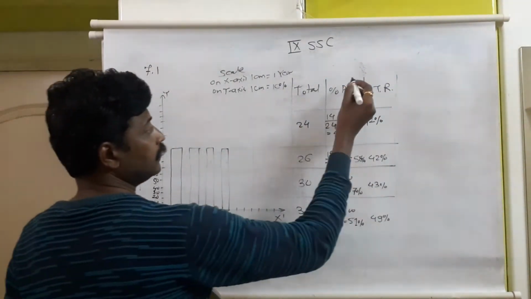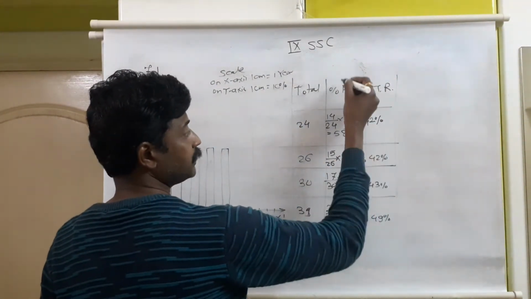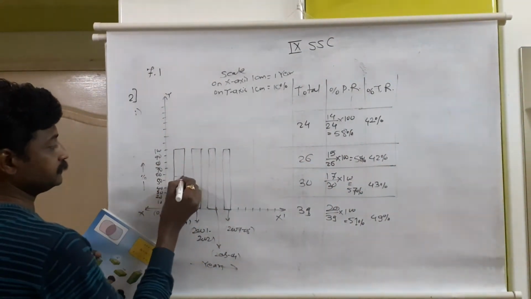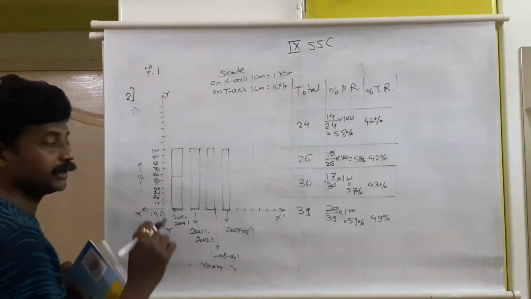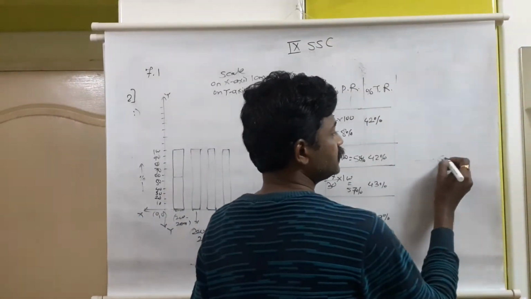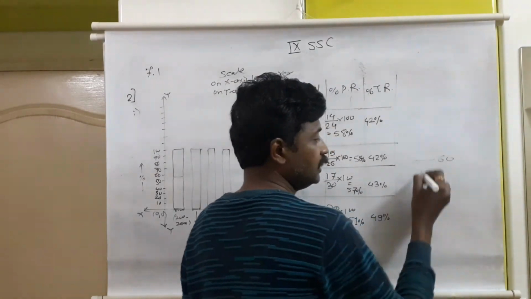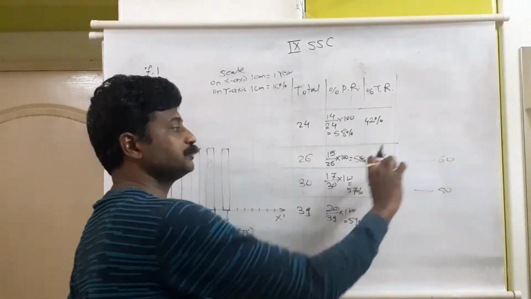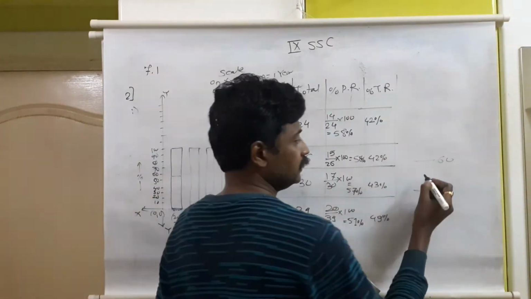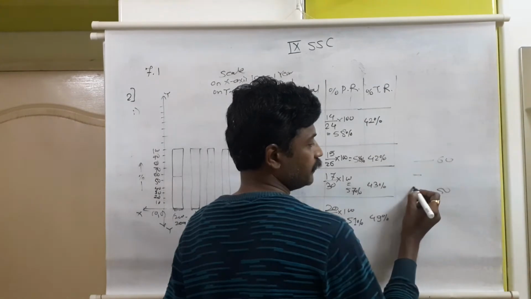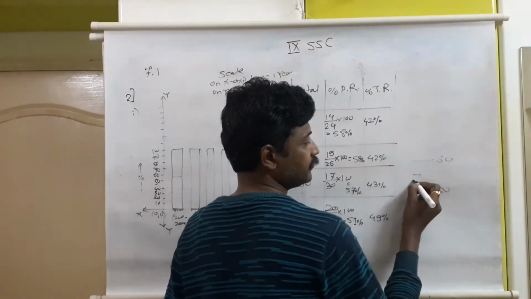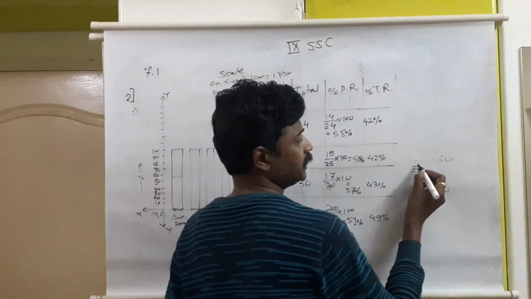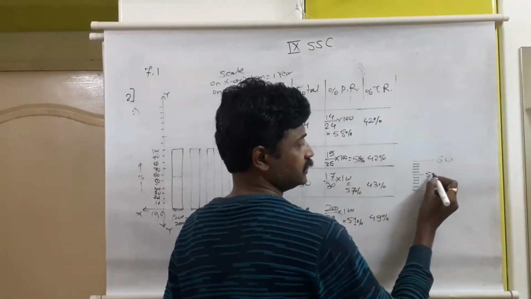For the first year, temporary roads percentage is 42, permanent roads percentage is 58. So 58 means after the 58th small line. On your graph paper, between 50 and 60, you have a total of 9 small lines which divide this portion into 10 equal parts. Suppose this is 55, then 51, 52, 53, 54, 55, 56, 57, 58, 59 and 60. So this one is your 55.